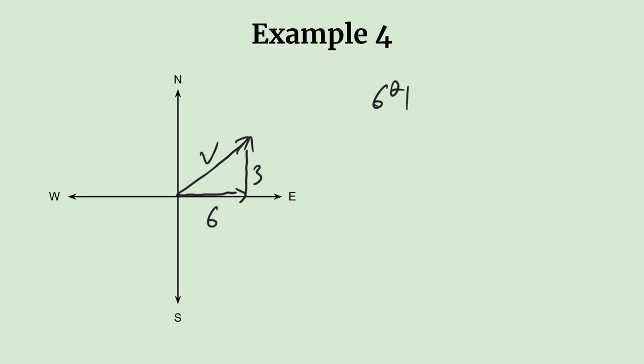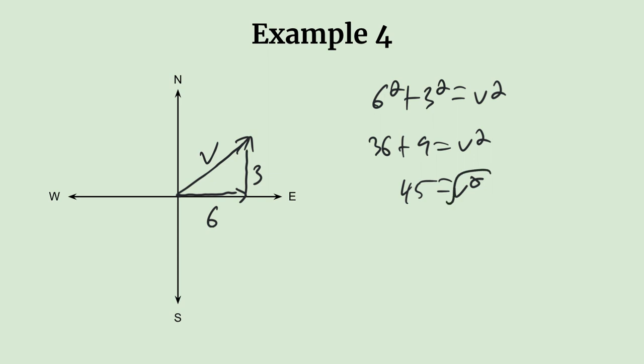That would be 6 squared plus 3 squared equals v squared, 36 plus 9 equals v squared, 45 equals v squared. So we take the square root of both sides. It's positive again because both the x and y are positive, so v is roughly 6.7, 6 and 7 tenths. So remember, that's how long the vector is, how far we go.